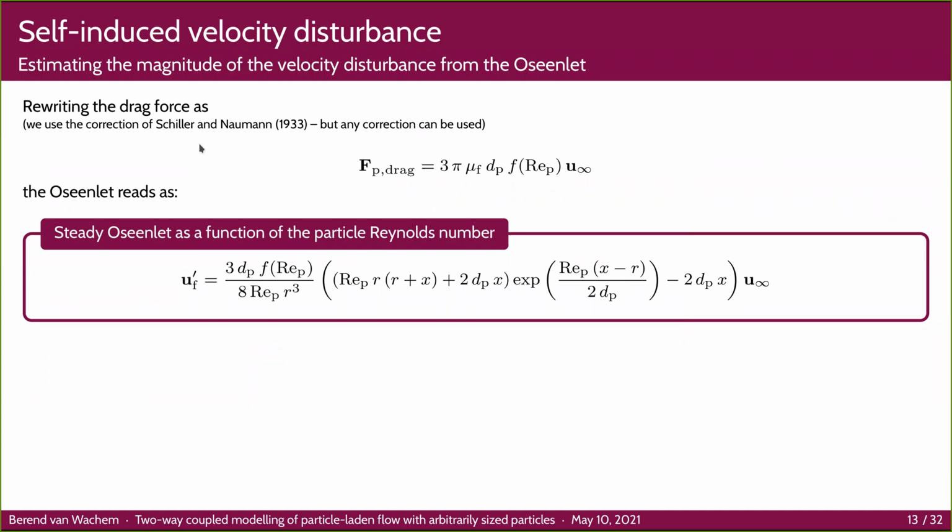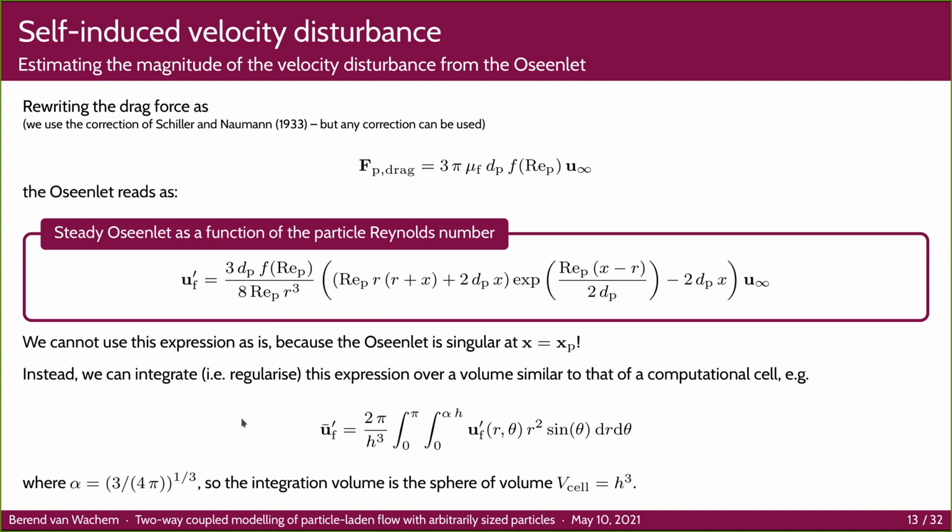Now, if you write in the Schiller-Neumann equation, you can use any correction to that, but let's just go for a simple equation. We can say that our disturbed velocity equals 3 times the particle diameter times our Reynolds number correction, divided by 8 times the Reynolds number times r to the power 3. And of course, that's a problem, because if we are looking at the center of the particle itself, so x equals xp, we can't use this equation because we have a singularity.